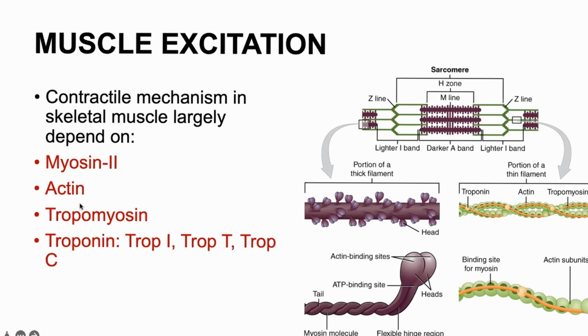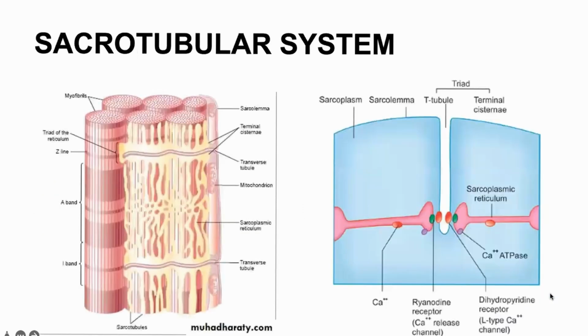They also have the actin, tropomyosin, troponin, ITC. This diagram you're already familiar with. I don't have to go through all the detail with you. You know that the tropomyosin is here and the troponin is here, and you have different types of troponin. The sarcotubular system, we find that in the skeletal as well as the cardiac. This is very important for the muscle excitation.